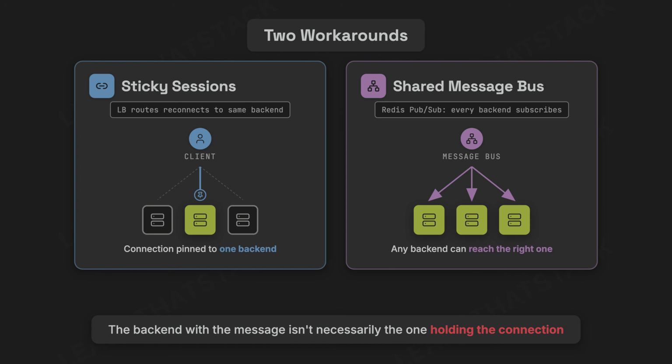The load balancer could route the handshake anywhere, but that connection will drop, and the client will reconnect, in production, constantly. When that happens, you want the reconnection landing on a backend that already remembers who the client is. That's what sticky sessions do. And if any backend needs to send a message to a client connected elsewhere, you need a shared message bus. Redis PubSub's the common pick, because the backend with the message isn't necessarily the one holding the connection.